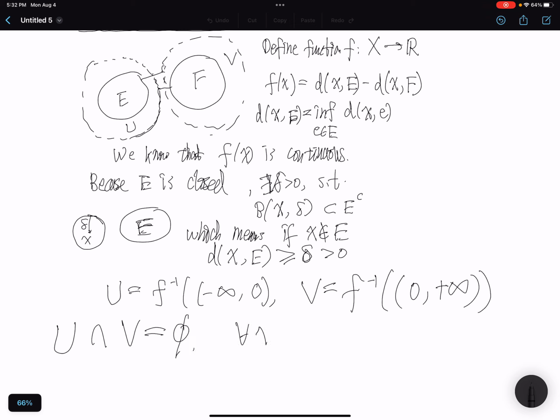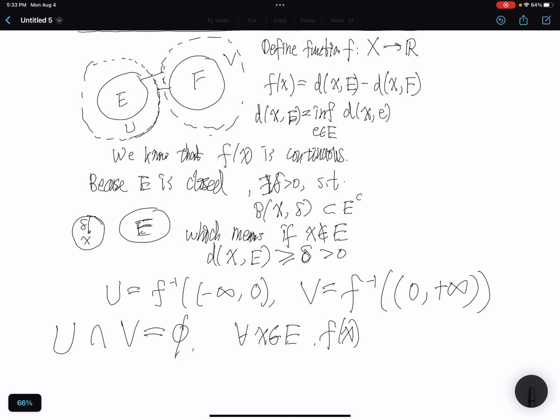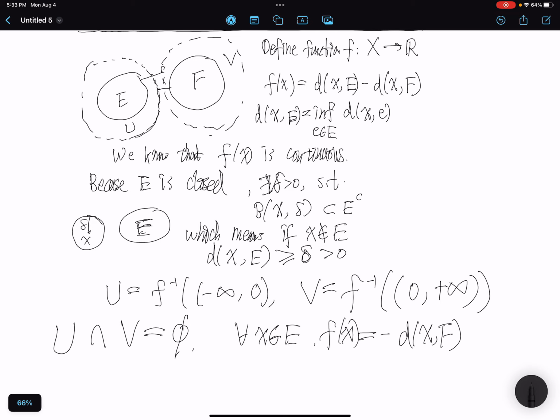And for all x in E, f of x is minus the distance from x to F. As we just proved, for any point outside of this closed set F, the distance is greater than 0. So this one is less than 0, which implies x is in U.